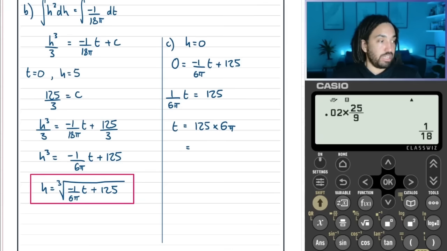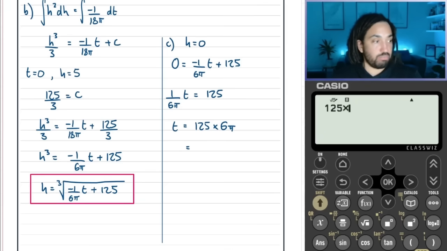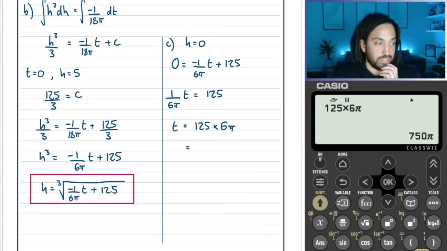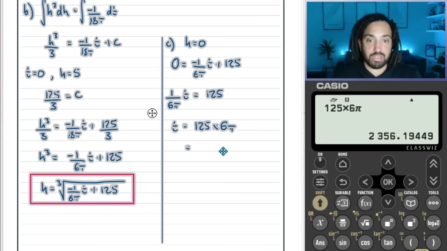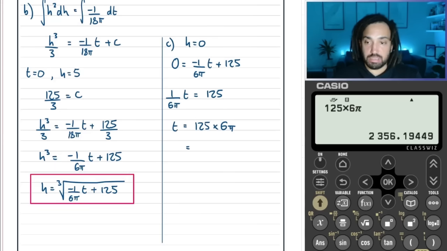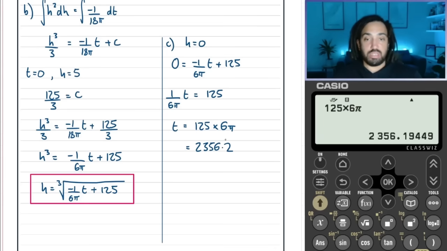Okay, so we can do that. So we can do 125 multiplied by 6 pi, and we get, obviously, not what I'm looking for. This is what I'm looking for. So 2356.2. Now let's have a look.